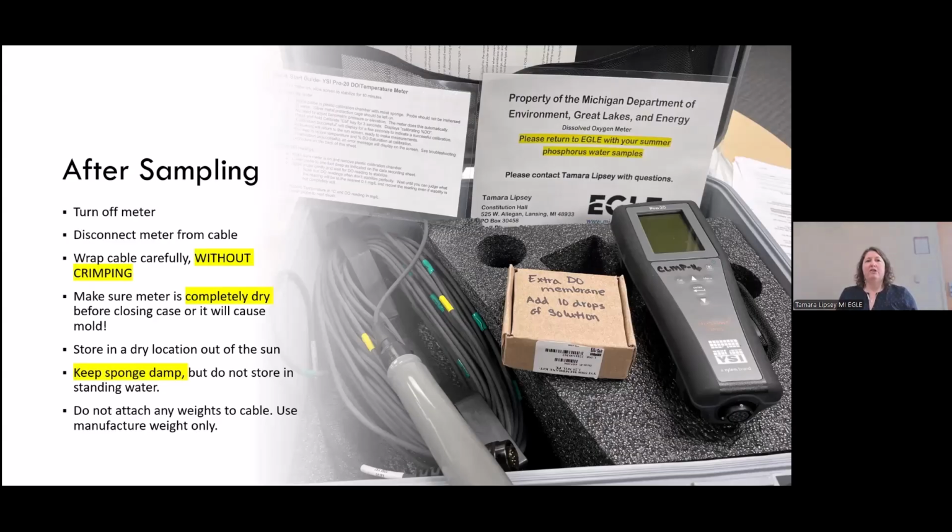Always keep the sponge damp. That sponge in that gray case needs to be kept damp so that the membrane, the yellow piece, can be kept damp. But we don't want you to store it in standing water. If you keep a bunch of water in there, algae and slime grows. So we want you to just keep the sponge damp. Generally, it'll stay damp if you're taking measurements on a regular basis.